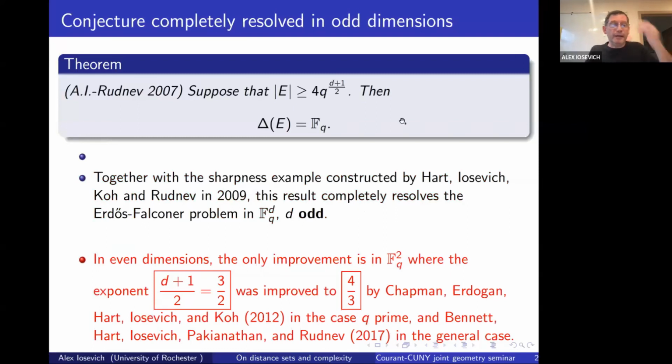Okay, so in even dimensions, the only improvement is in dimension 2, the only known improvement, and this is joint work with Chapman, Erdoğan, Hart, and Koh in 2012, in the case q is prime, and Bennett, Hart, Iosevich, Pakianathan, and Rudnev in 2017. Rudnev and several co-authors lowered the exponent to 5/4 in the case when q is prime. This is a very beautiful paper from about 2 years ago. Okay.